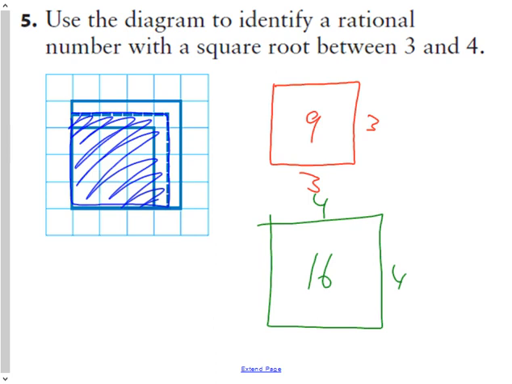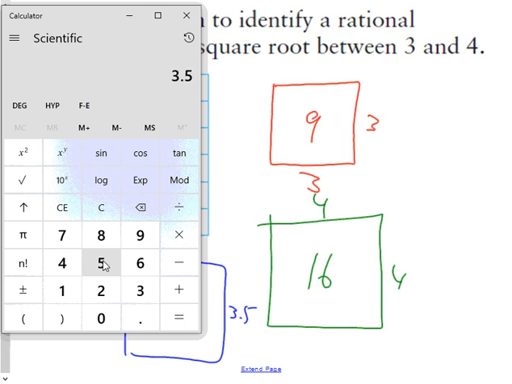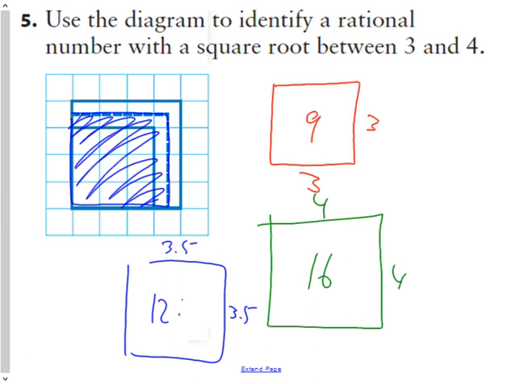If I estimate this to be a square that is 3.5 by 3.5, roughly, the area would be the product of those two. It doesn't say estimate, but I can take 3.5 and square it, multiplying 3.5 times 3.5, and I would get an area of 12.25. So what is a number that has a square root between 3 and 4? Well, 12.25 would have a square root between 3 and 4.